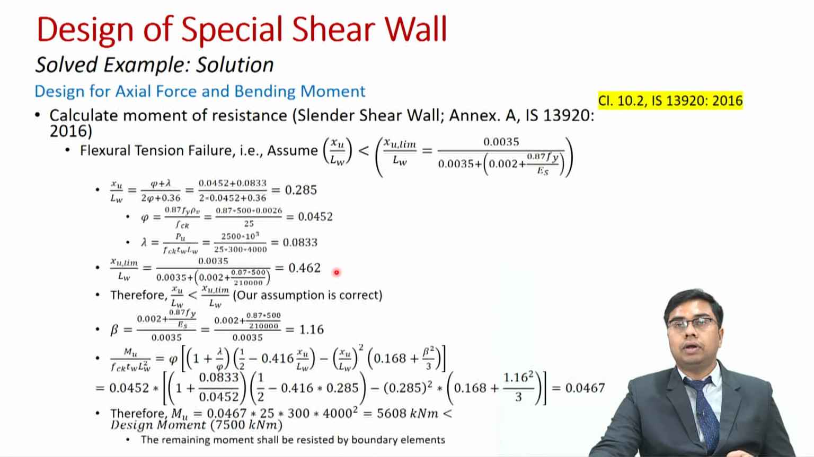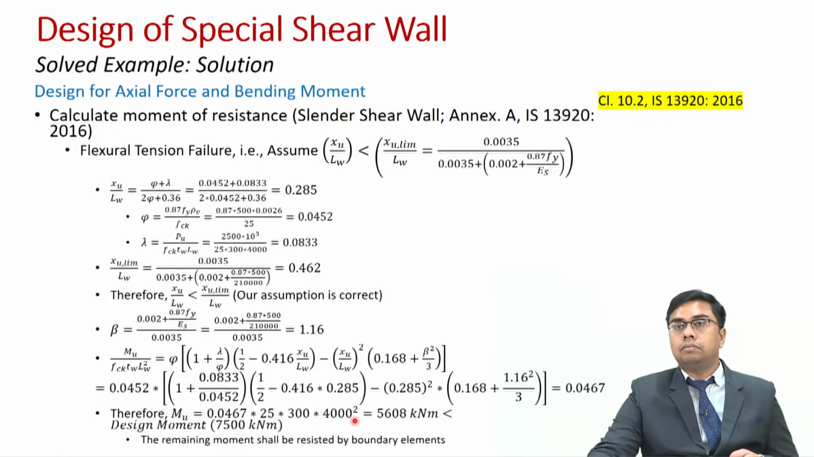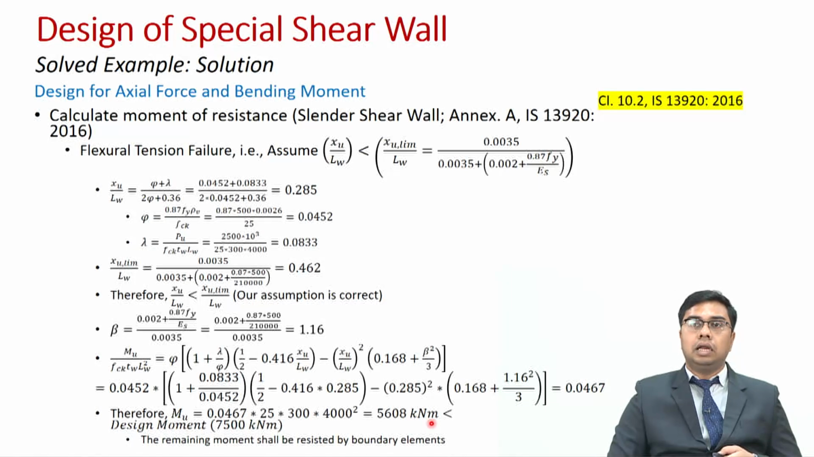Okay, once we have justified that our assumption is correct, we will calculate the moment of resistance. The moment of resistance is calculated using this expression, which is again available in Annexure A of IS 13920, which requires us to calculate some constants, and after substituting those constants we get the value of Mu. This is the moment of resistance or the ultimate moment carrying capacity of the RC shear wall. Here we have obtained Mu as 5608 kilonewton meter. So this is the ultimate moment carrying capacity of the special shear wall we were designing.